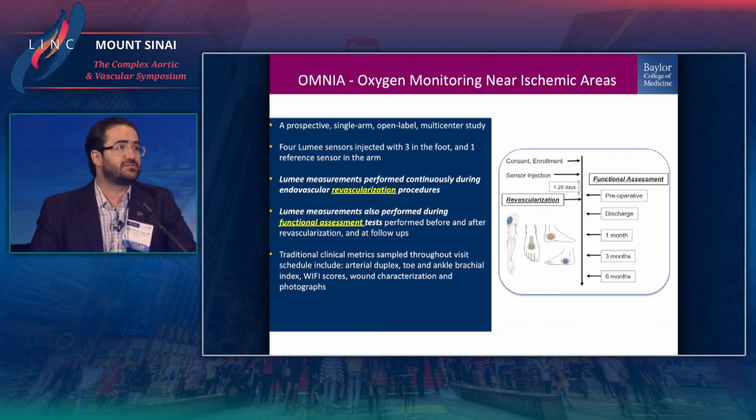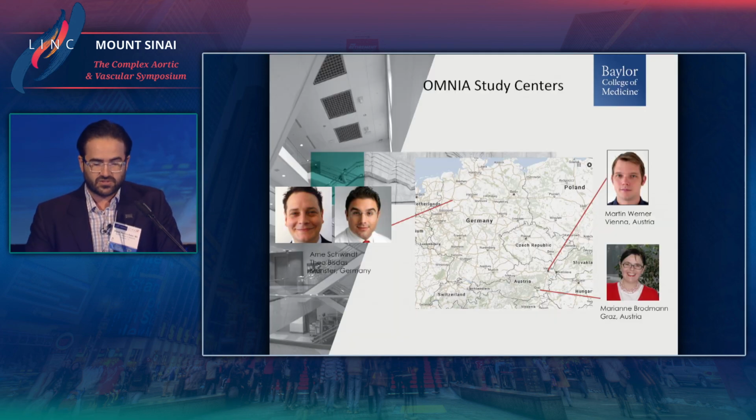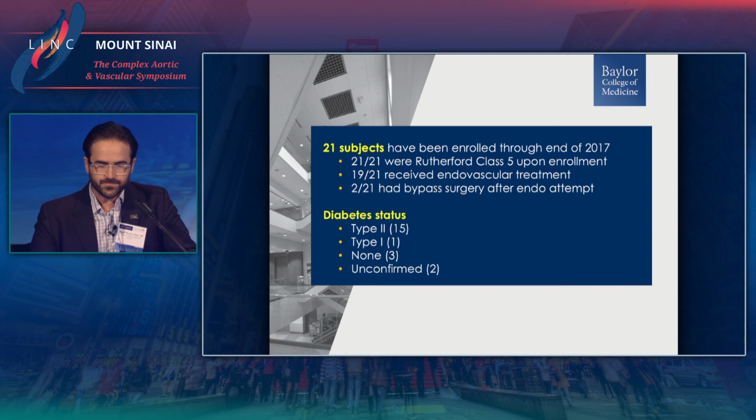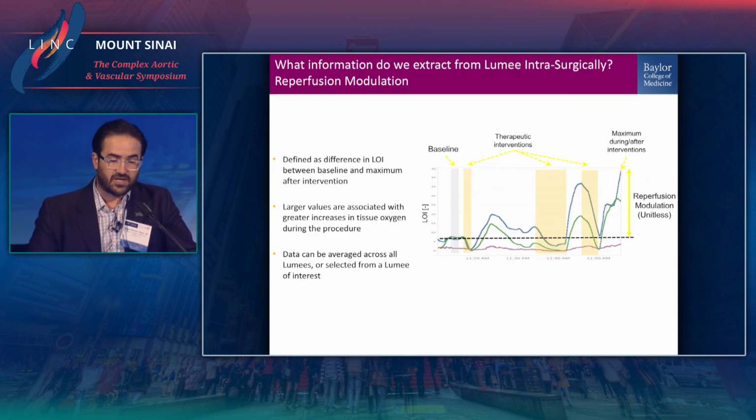Now, what's interesting is that we're being very critical about how we see this. We're actually looking at the duplex, at the toe pressures, at the ankle brachial index, at the WIfI scores, the wound characterization, and then photographs at every one of those times, including 1 month, 3 months, and 6 months. These are the rock stars currently enrolling, and hopefully, if the FDA does give us permission, we can start soon enough in the US too. As of today, we have 21 subjects enrolled in this particular study, and as you can see, most of them have CLI. This is a CLI study.